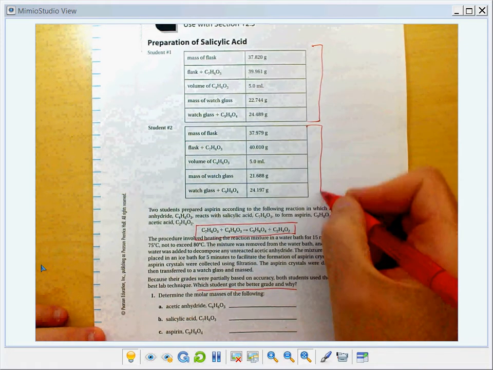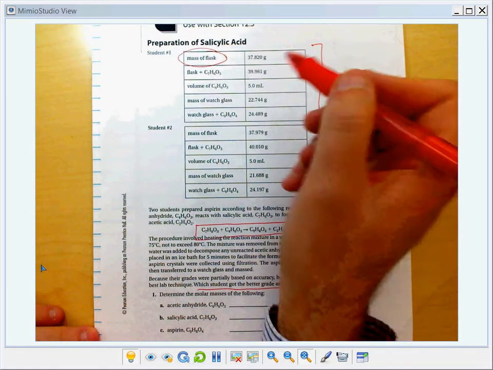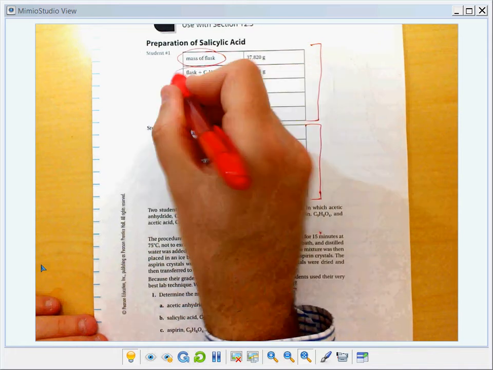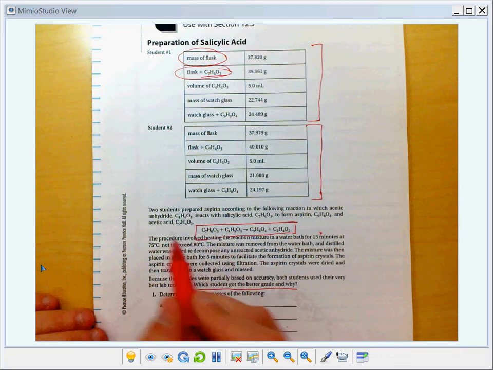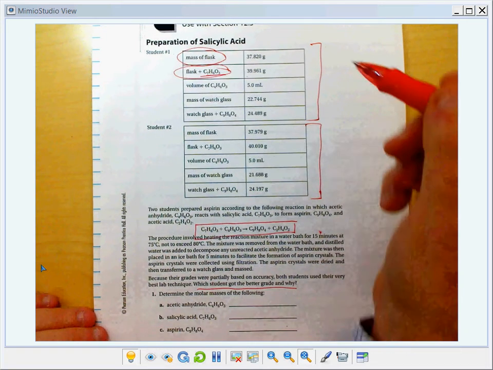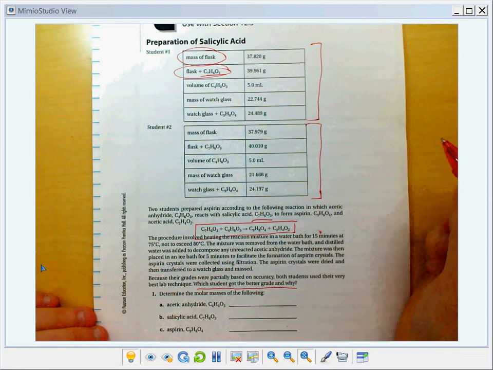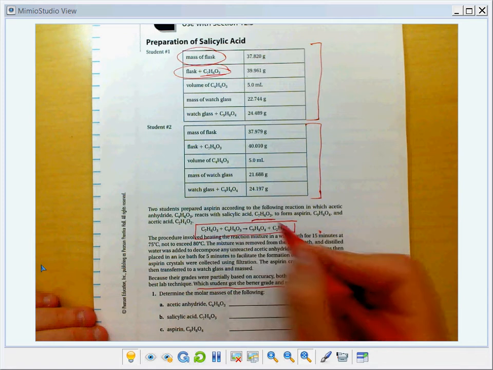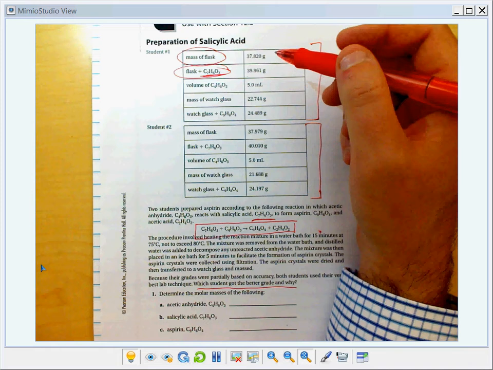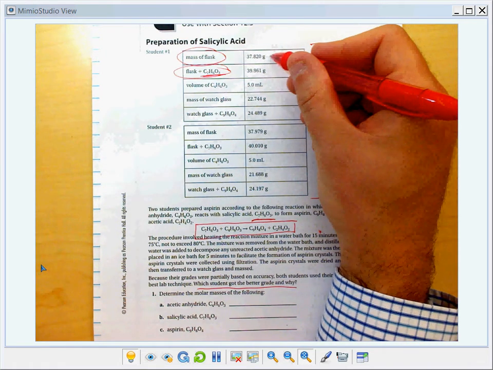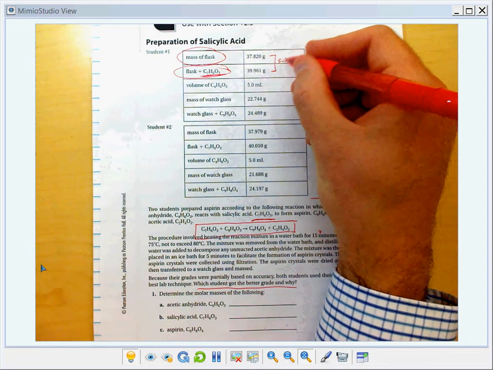So a few things to point out about the data. There's the mass of the empty container, the flask. Then there's the mass of the flask and the starting material, which we know from the reaction is salicylic acid. Salicylic acid is C7H6O3, and that's the flask plus salicylic acid. In order to figure out the mass of just the C7H6O3, you've got to subtract these two numbers.